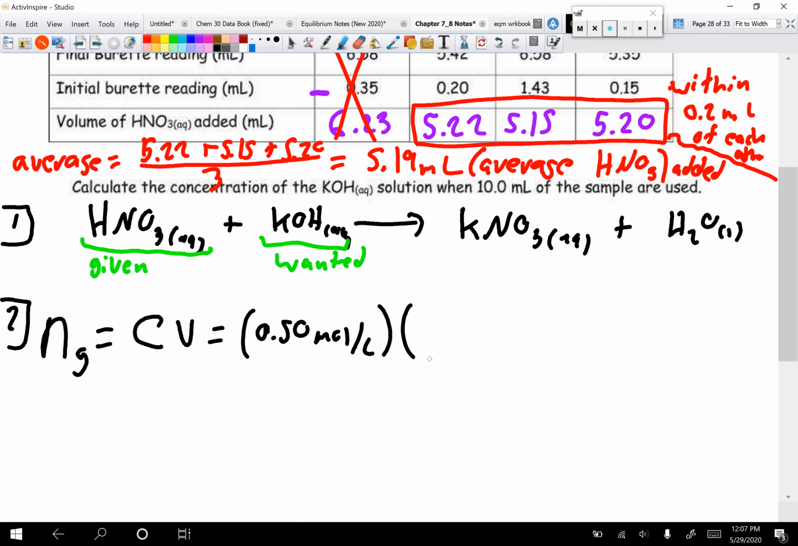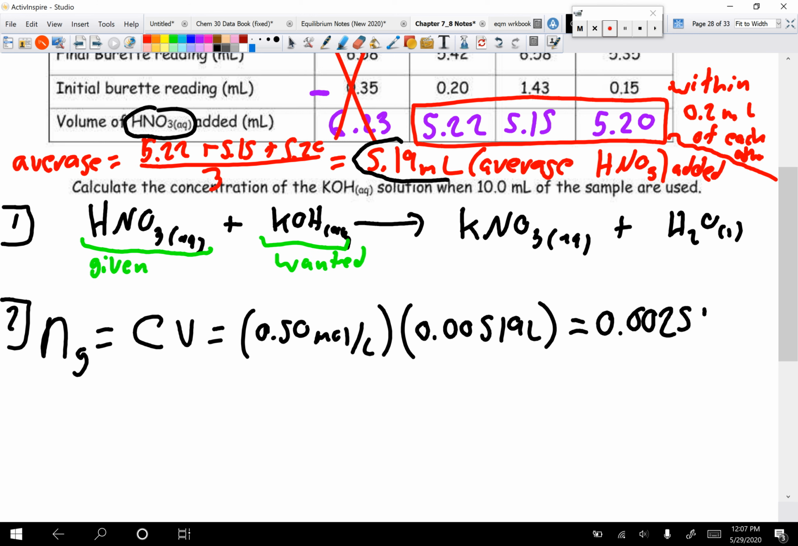Now the volume we have right here. It's the average volume of the nitric acid. So we're going to use this. So 5.19 milliliters. Of course, we can't use milliliters with concentration. We have to get that into liters. And it's 0.00519 liters because we divide by 1,000. And we get number of moles of 0.002595 moles.